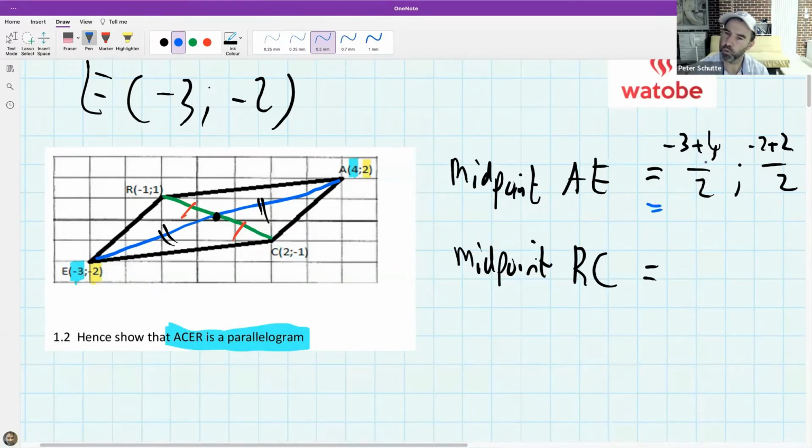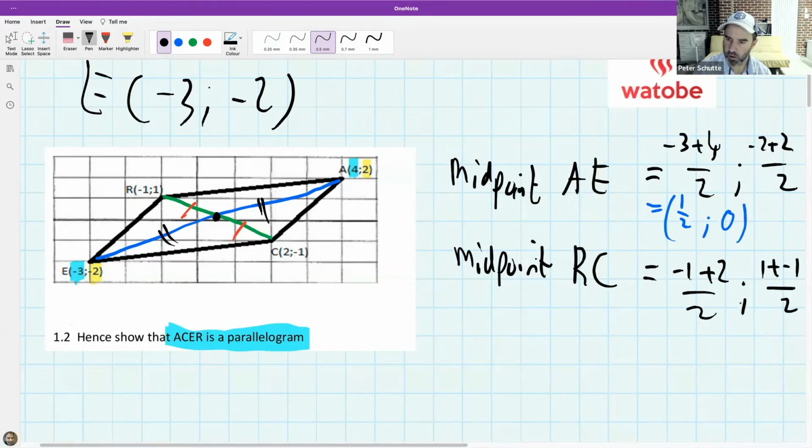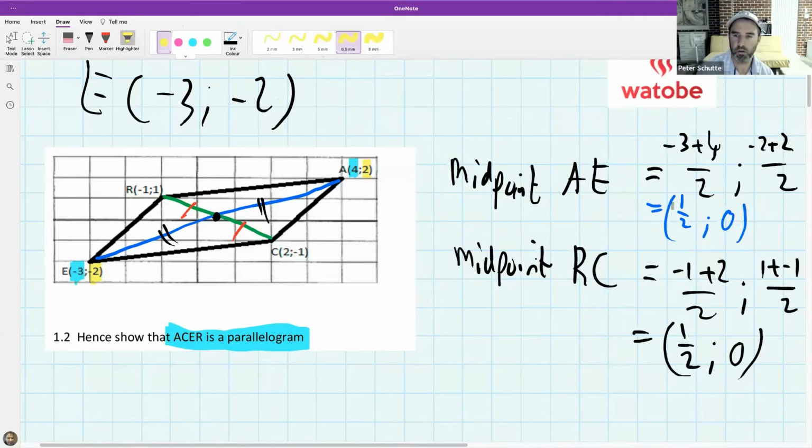-3 + 4 is 1/2, and that's 0. So I think that's that one. And then I need RC. Guys, remember, if you do get confused and you didn't get this right, please do ask and see where you got it wrong so you can ask your questions. But well done. I see that we're getting the same answer as Teacher Peter. Well done, guys. Okay.